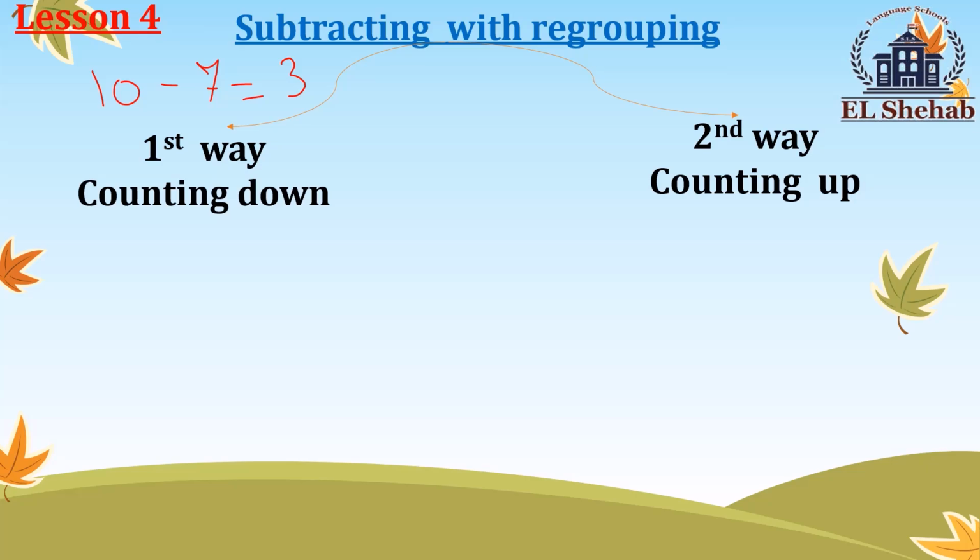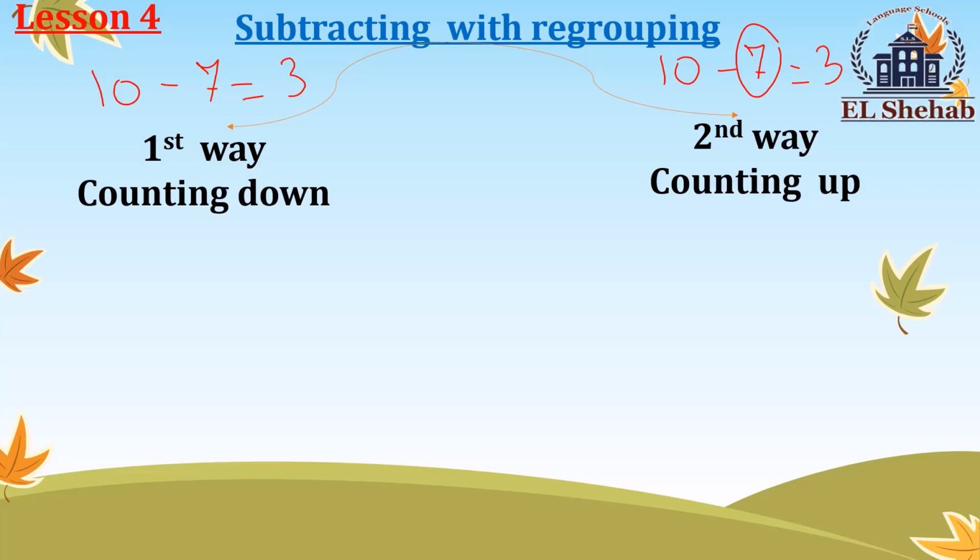But the second way, which is counting on, I will start from the subtrahend here, which is the 7, and count on till I reach the 10. After 7, 8, 9, 10. So the answer is 3 also. Why do I do it with easy numbers? Only to recognize what is counting down and what is counting up.